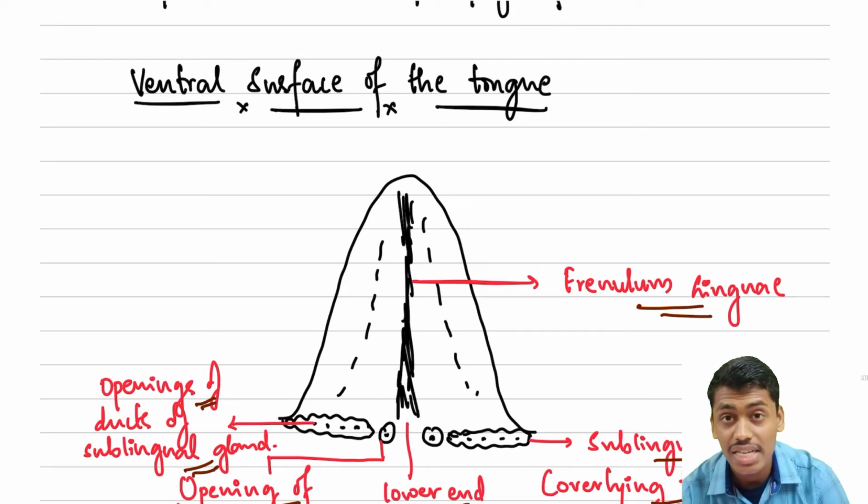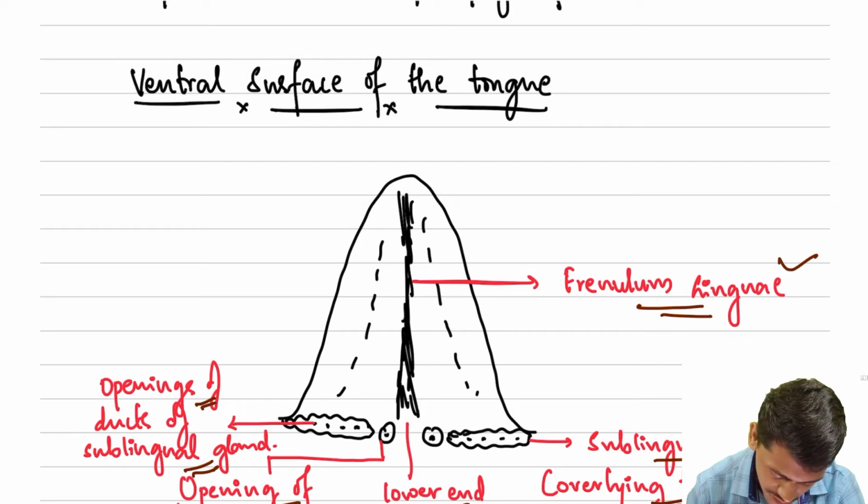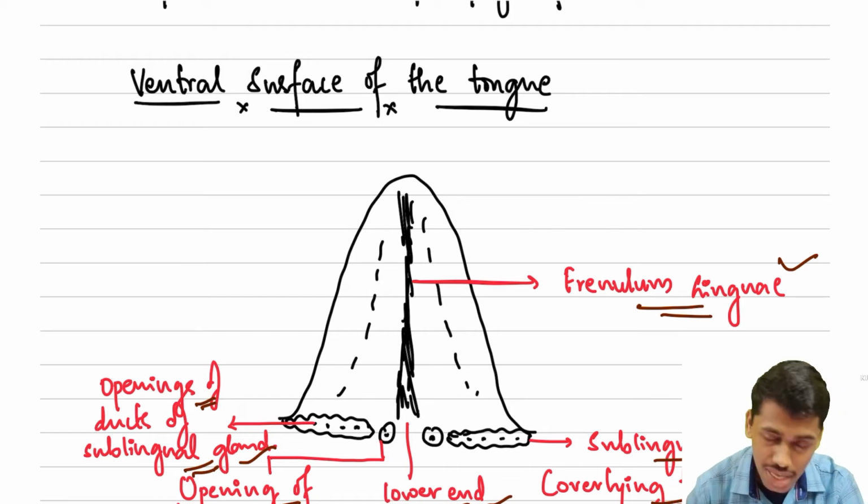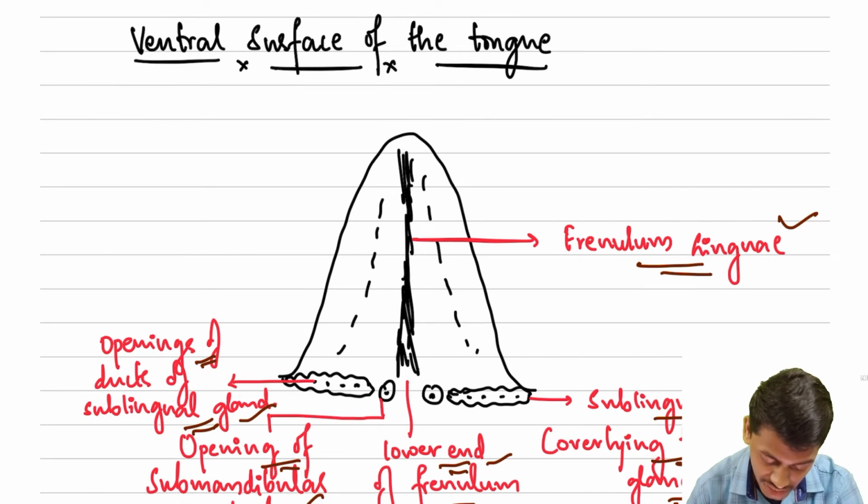So what can we see on the ventral surface of the tongue? We can see the frenulum linguae, the lower end of the frenulum, the openings of the submandibular ducts, the openings of the ducts of the sublingual gland, as well as the sublingual folds overlying the sublingual gland. So this is about the ventral surface of the tongue.